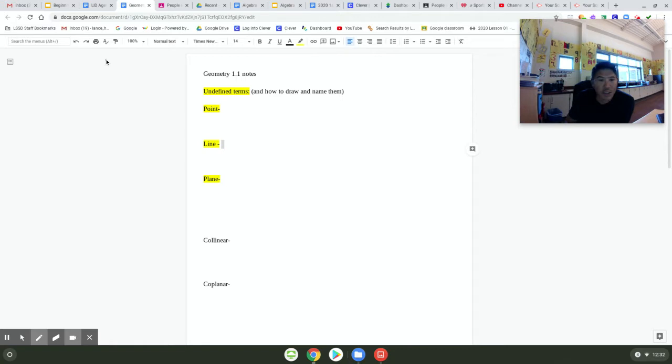So a point is just a location in space. And then when you draw a point, just represent it by a dot. You name a point by a single capital letter, such as A. So that's point A. And then a point doesn't have any dimension, so basically has no thickness or width. So once I put it on the paper or on the screen there, that's just a representation of a point and not an actual point.